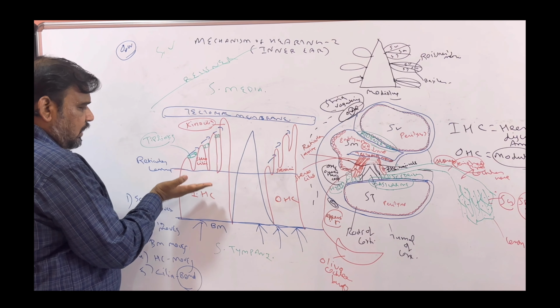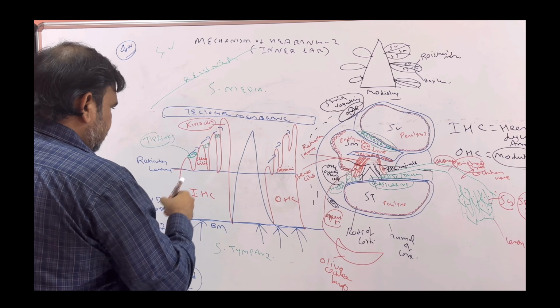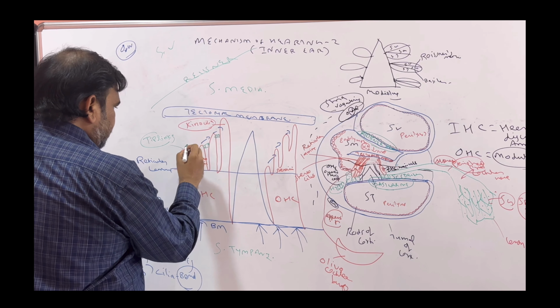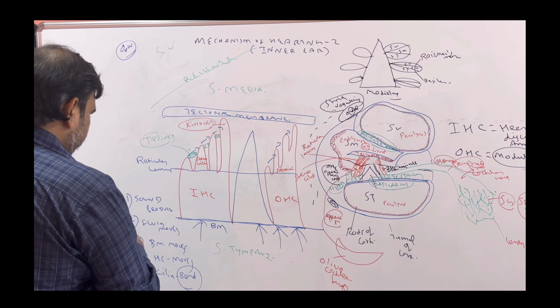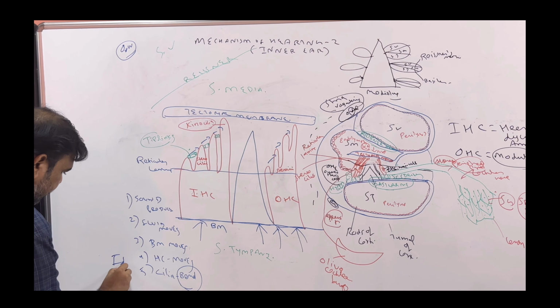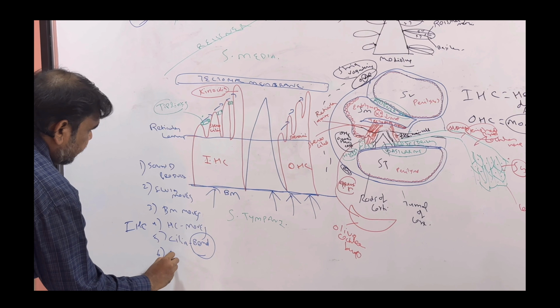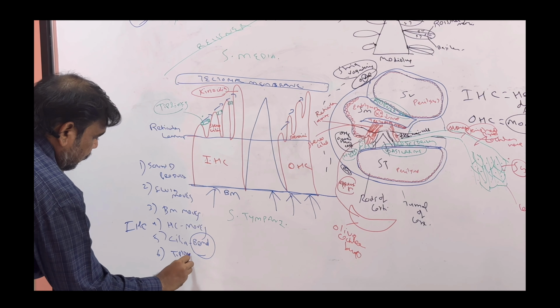Same mechanism: the basilar membrane moves up, the inner hair cell moves up, the stereocilia bend; the outer hair cell moves up, the stereocilia bend. When the inner hair cell moves up, what happens? This bend causes the channels to open. Maybe I can write the next point. This I am mentioning about the inner hair cell now. All five points are about the inner hair cell. Then the tip links open.